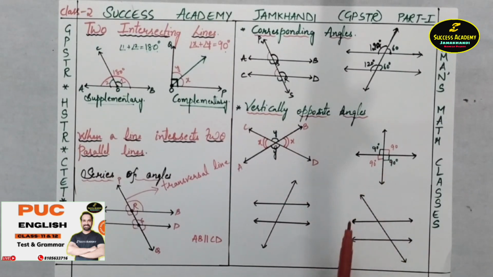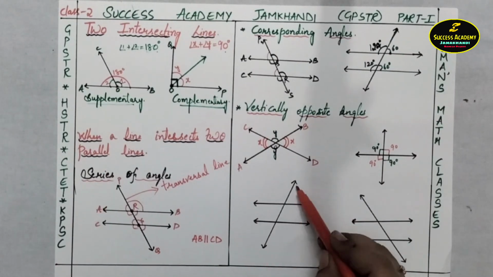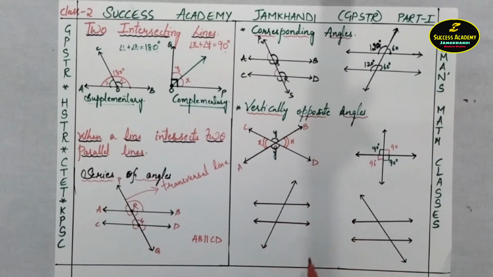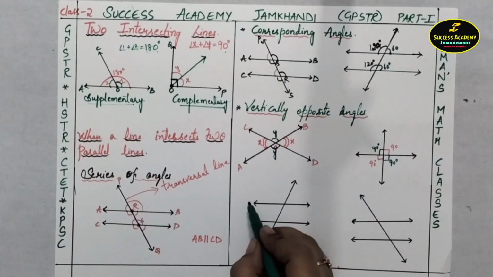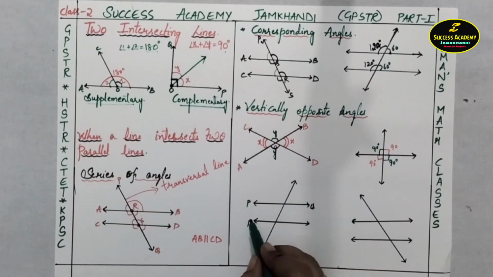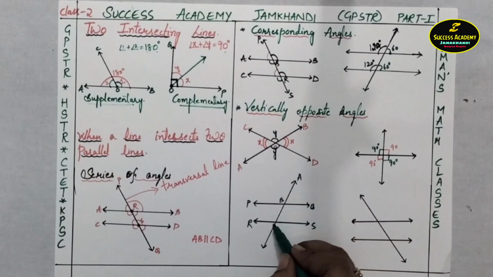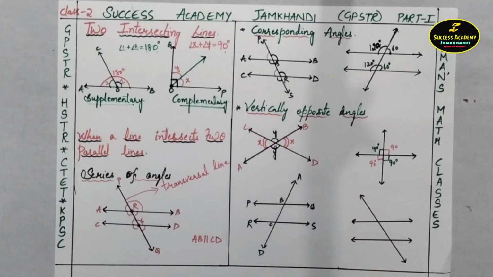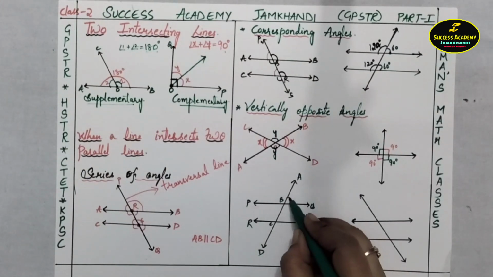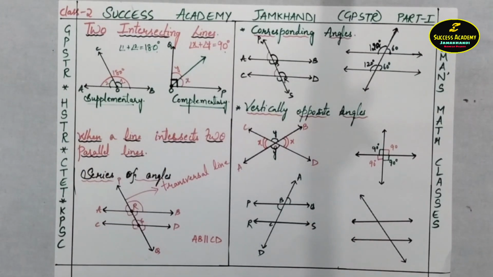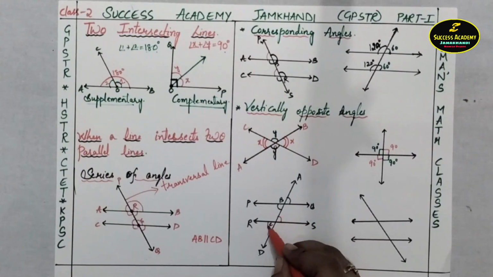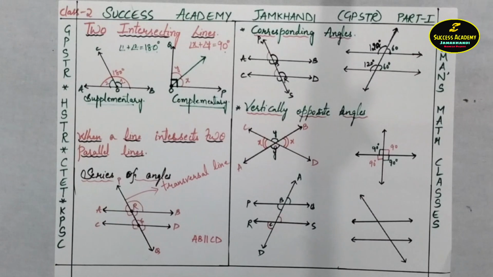Now the same vertically opposite angle you can see when a transversal line intersecting two parallel lines. The same way I'll name this PQRS are the two parallel lines and this name as A, B, C and D is your transversal line. Where we can see the vertically opposite angle, these two are your vertically opposite angles. And here also these two are your vertically opposite angle.